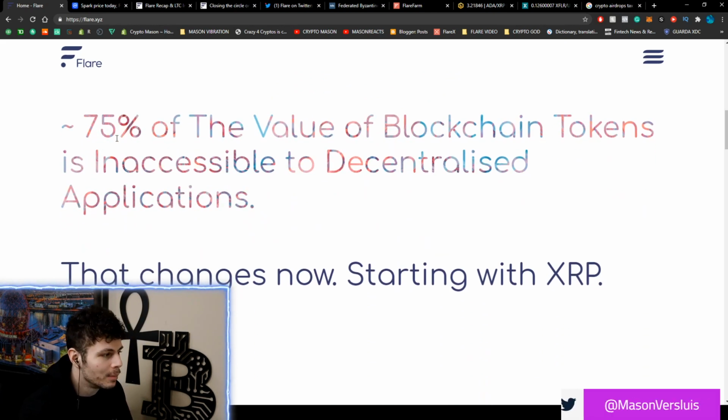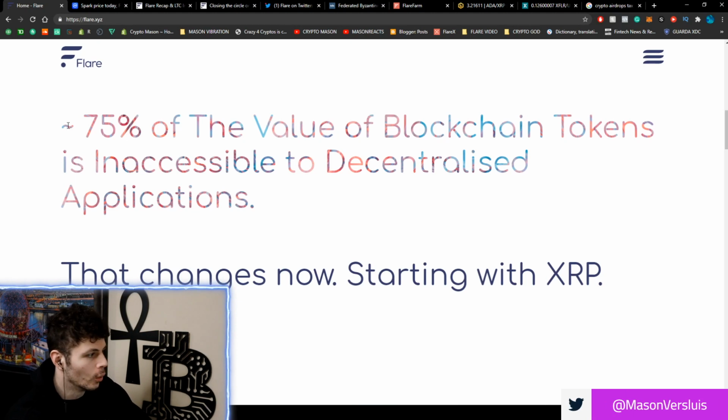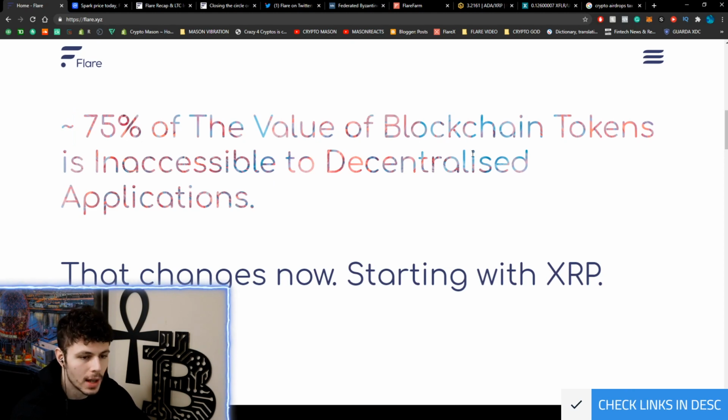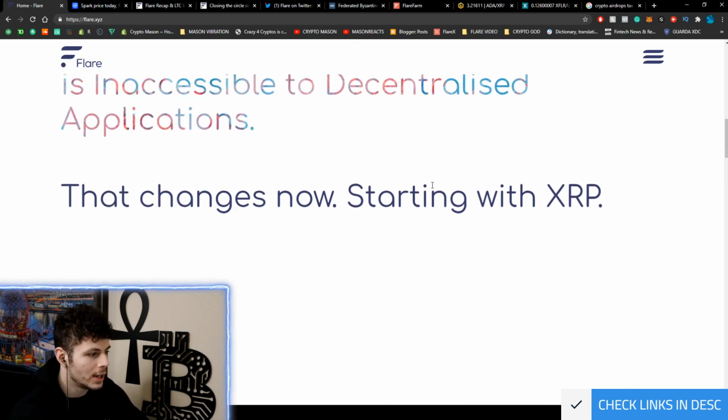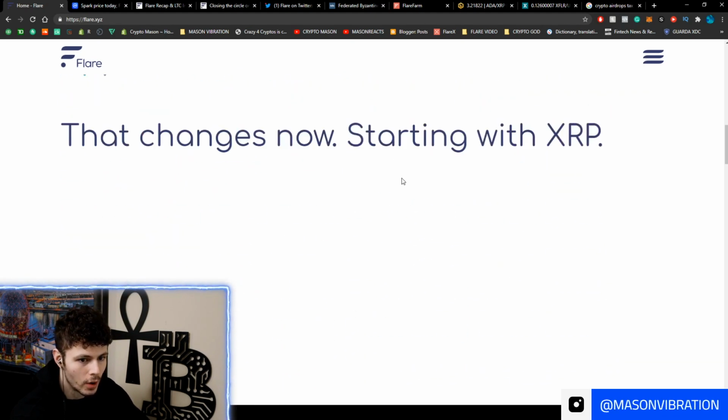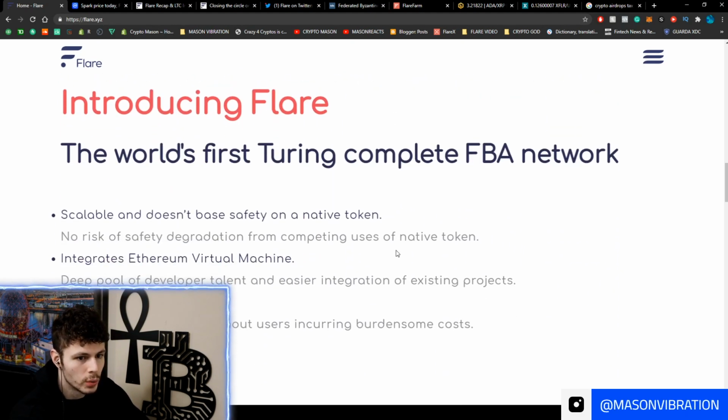So around 75% of the value of blockchain tokens is inaccessible to decentralized applications. That changes now, starting with XRP. Do you see that? Starting with XRP. Introducing Flare, the world's first Turing complete FBA network.